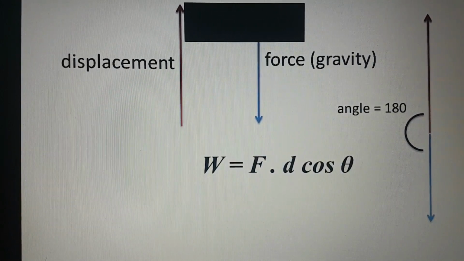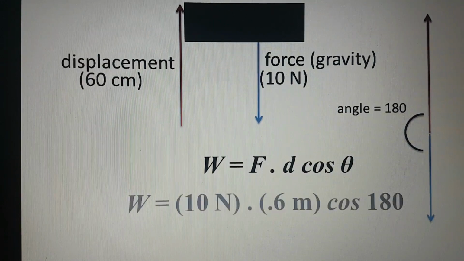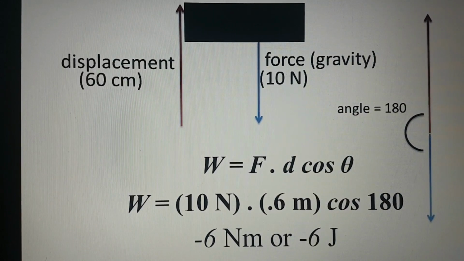Now, from our formula, force times displacement cosine theta, let's plug in another value here, 10 Newtons and 60 centimeters. So, 10 Newtons multiplied by 0.6 meters cosine 180 degrees. When we plug in our calculator cosine 180, that will give us the value of negative 1. That means that the answer here is negative 6 Newton meters or negative 6 joules. Remember that when displacement and force are in total opposite directions, that will give us a negative amount of work.